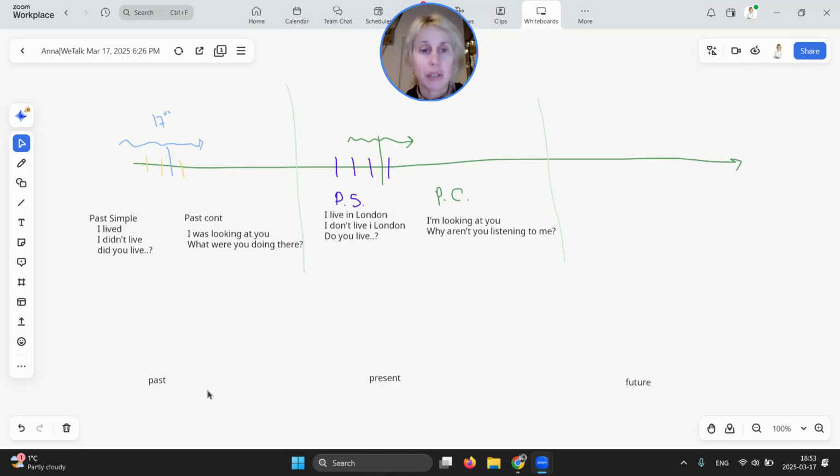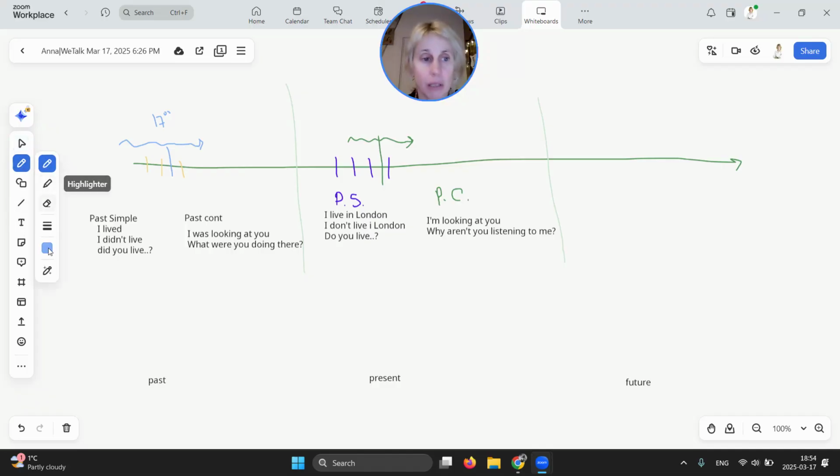I will remind you that there are some verbs which are never used in continuous form. For example, see, know, want, need, like. You never say I'm liking. You say I like, he likes. The same with past continuous. I liked, I wanted, I knew, and never I was wanting. We don't use it.